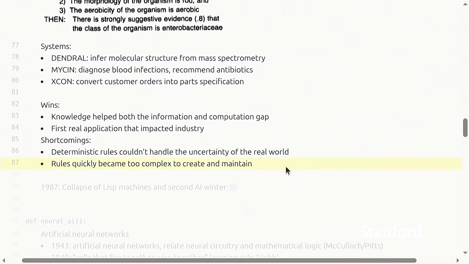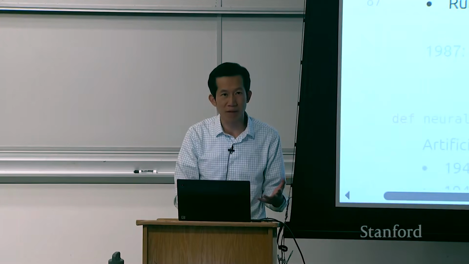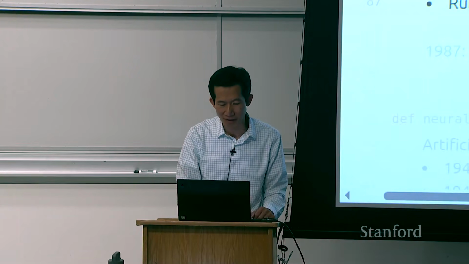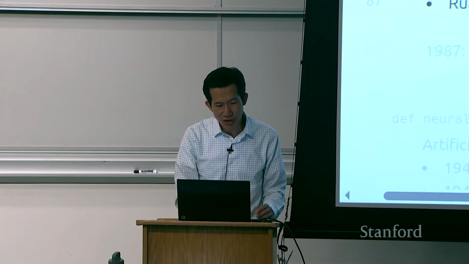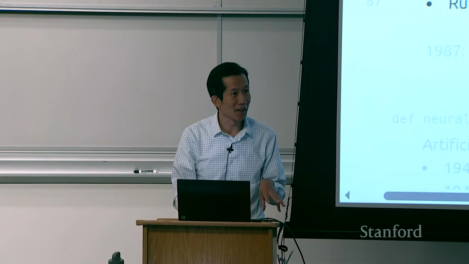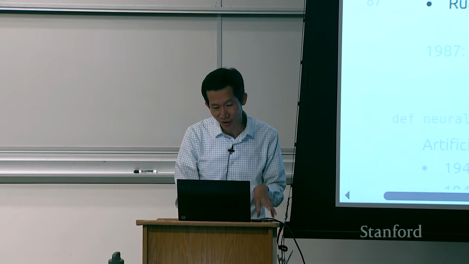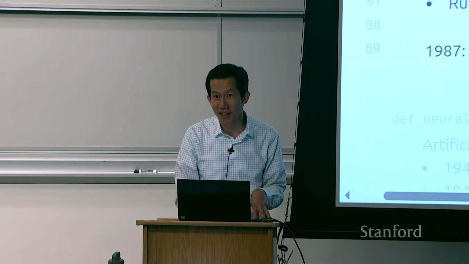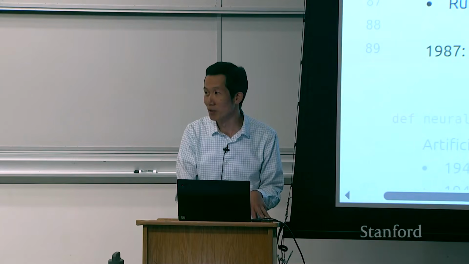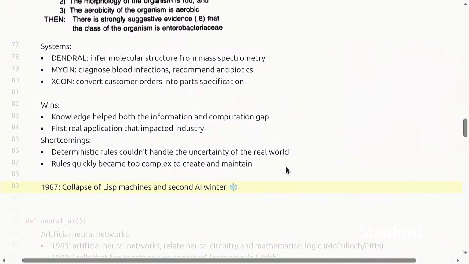And these rules, furthermore, became too complicated to create and maintain. It just resulted in spaghetti code and fell apart. There was a lot of hype and under-delivering on results, which is a good way to get your funding cut off. And that led to the second AI winter at the end of the 80s.